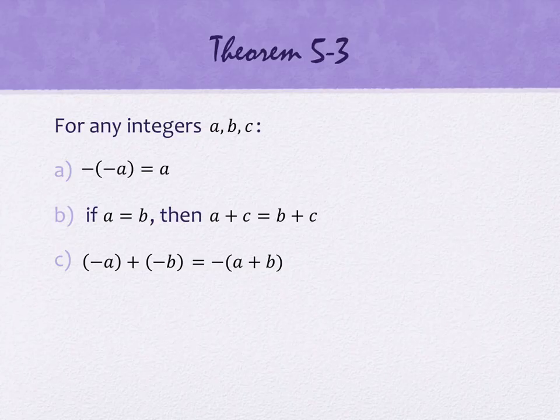And this talks about what happens when we have positives and negatives being multiplied and so forth. In particular, that first one we've already talked about. If you have the opposite of a negative, you get a positive. So negative times negative a is just a.